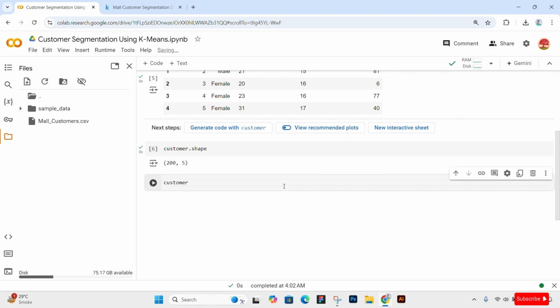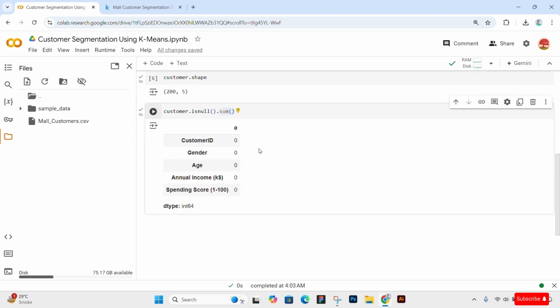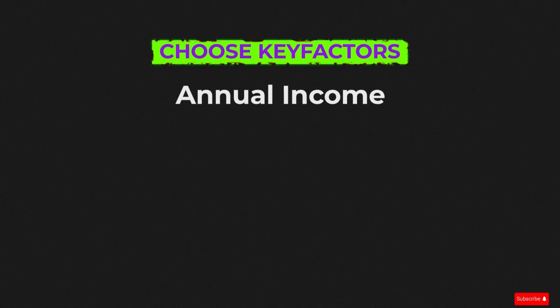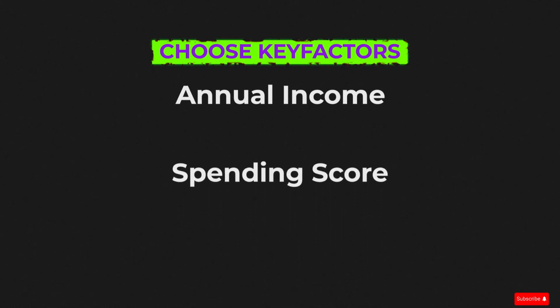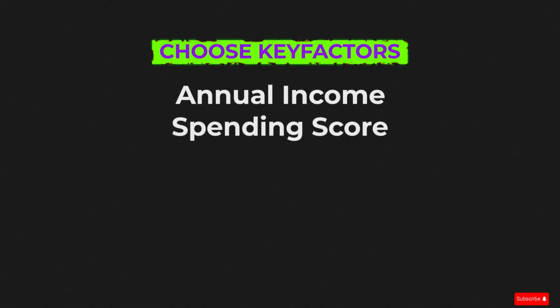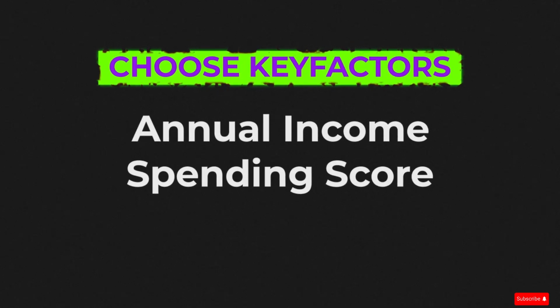Let's see, is there any null value in our dataset? customer.isnull().sum function. It will tell us if there are any null values in our dataset. So just run it. As we have no such null values in our dataset, we will choose our key factors. The first key factor is annual income. Our second key factor is spending score. These are the factors on which our whole prediction is based.